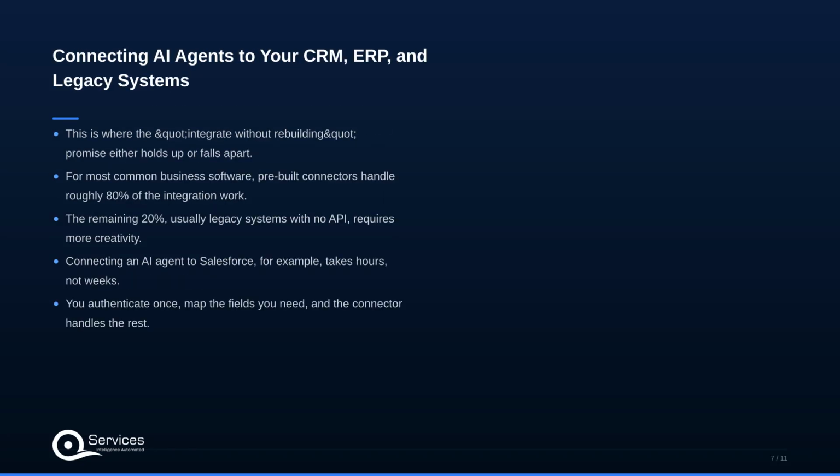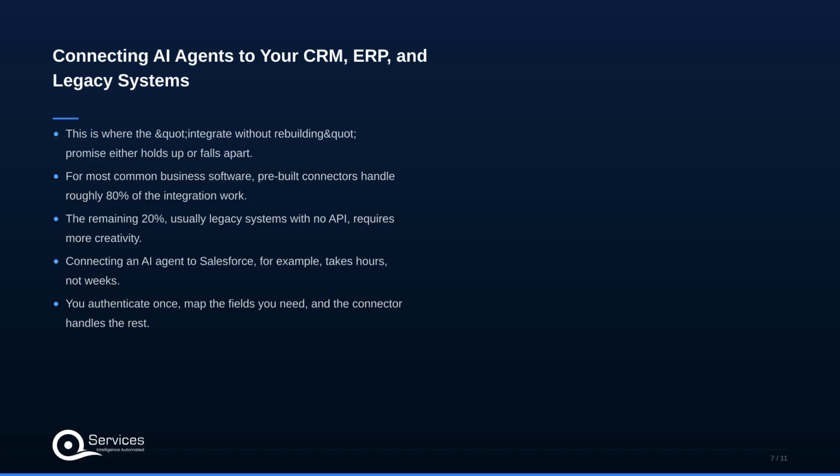Now, let's talk about connecting AI agents to your CRM, ERP, and legacy systems. This is where the integrate without rebuilding promise either holds up or falls apart. For most common business software, pre-built connectors handle roughly 80% of the integration work. The remaining 20%, usually legacy systems with no API, requires more creativity.